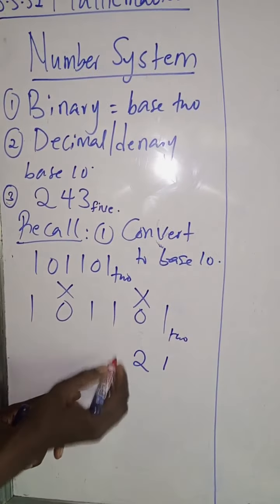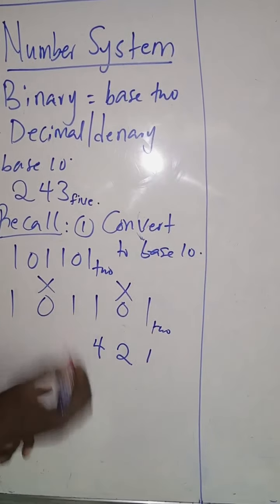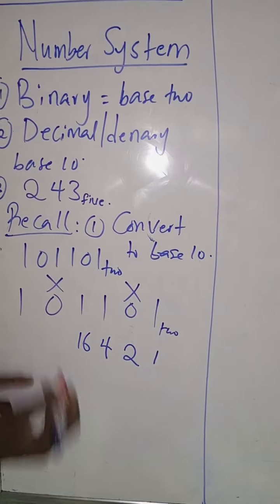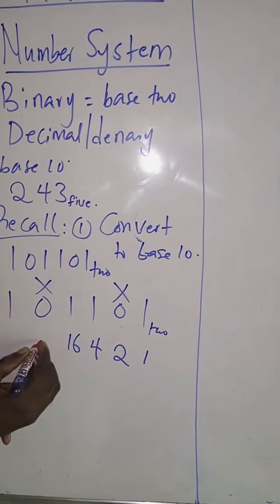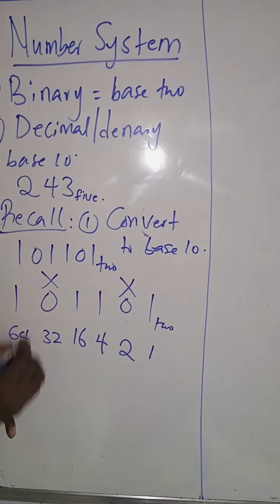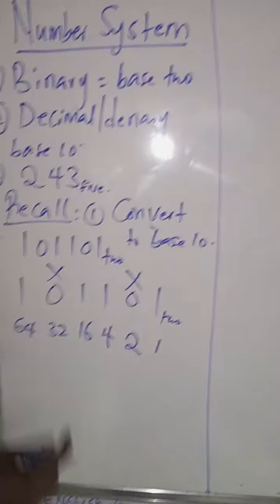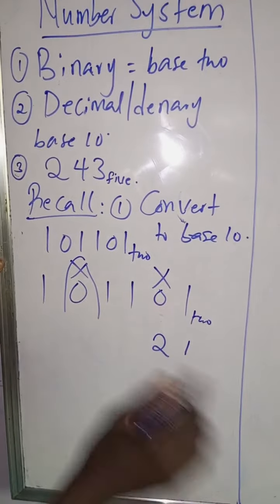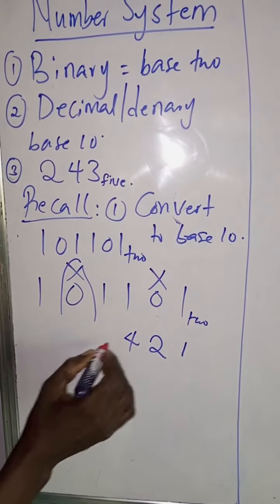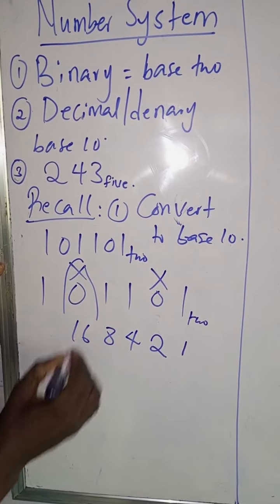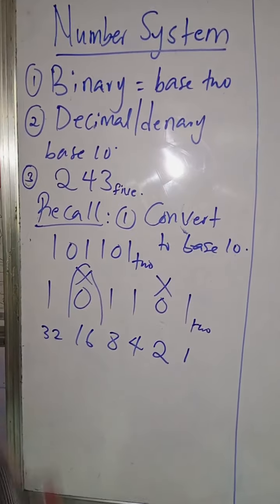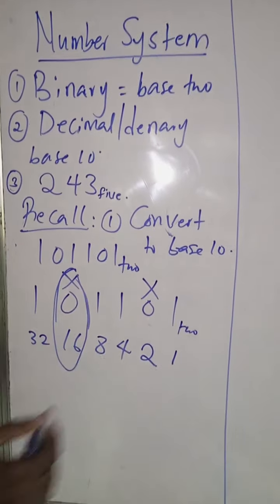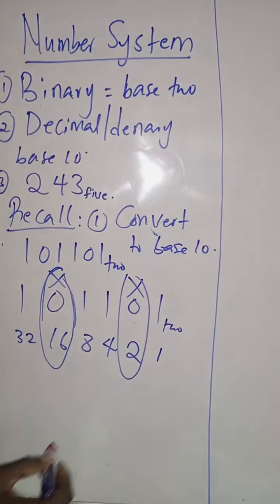And the next one is supposed to be 4. The next one is supposed to be 8, then 16, then 32, then 64. So we have 2, 4, 8, 16, 32. Meaning you don't have much problem with this.